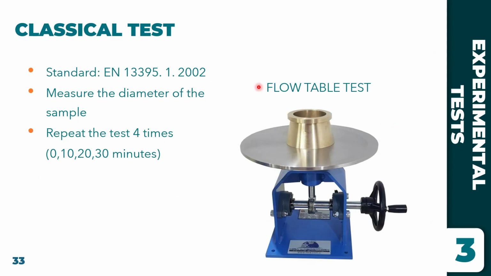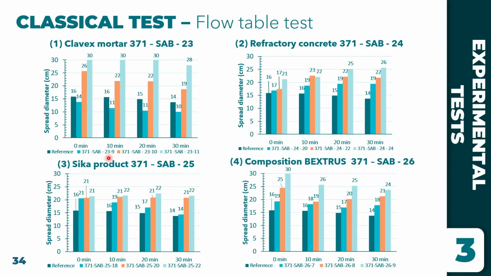At the classical test, I have to measure the diameter of the sample on the table up to 15 times. Raise the table vertically. I repeat it 4 times at this minute, and here we have the result. For easier comparison, I also add to each chart the reference mixture EN206.